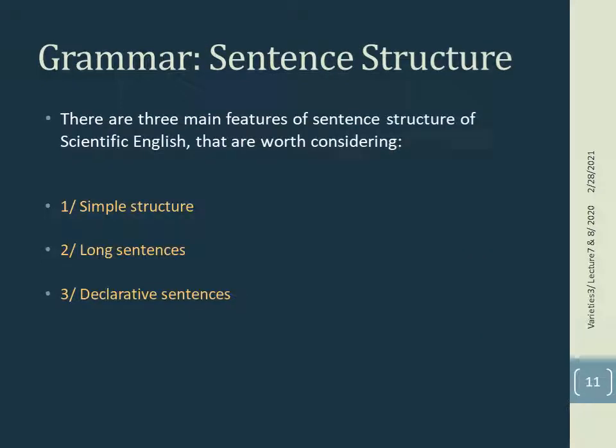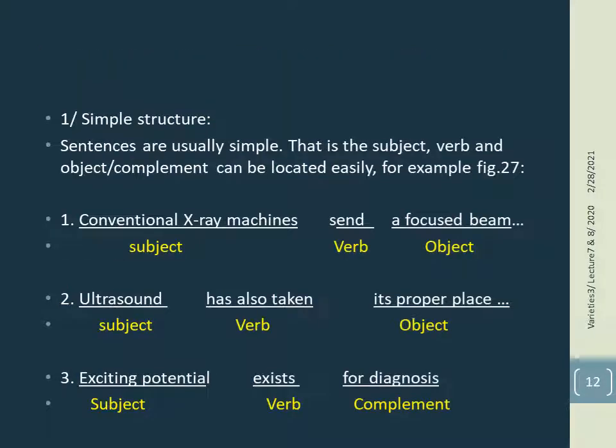Okay, so as for grammar, sentence structure, there are actually three main features of sentence structure of scientific English that are worth considering here. First of all, we have simple structure, we have long sentences, and declarative sentences. Simple structure. Sentences are usually simple. That is, the subject, verb, object, or complement can be located easily.